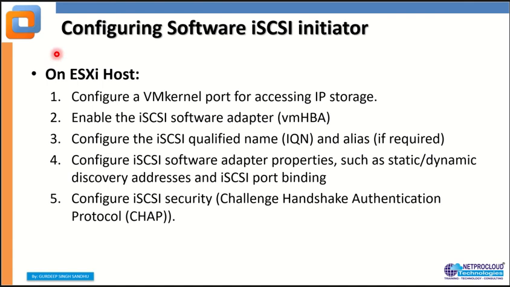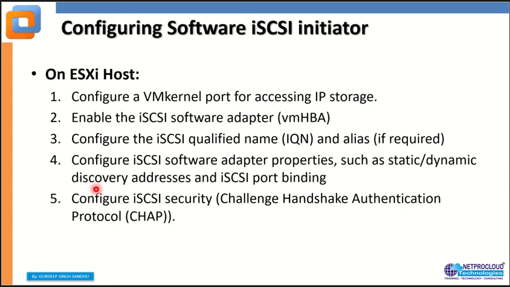So now, how to configure the software iSCSI initiator. You can note down these logical steps. On the ESXi host, first of all, configure a VMkernel port for accessing IP storage. Then enable the iSCSI software adapter, vmhba. Then configure the iSCSI qualified name, meaning the IQN number, and an alias if required.